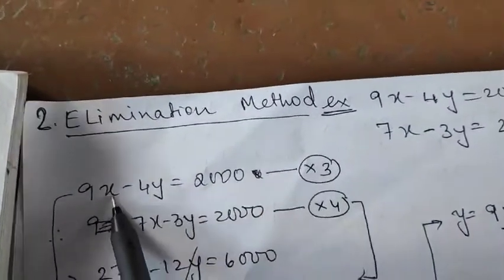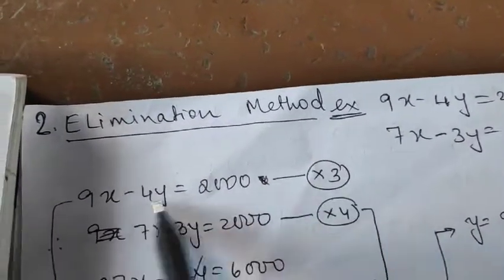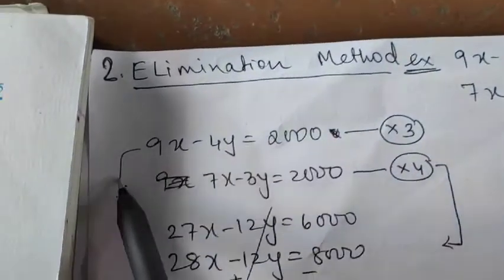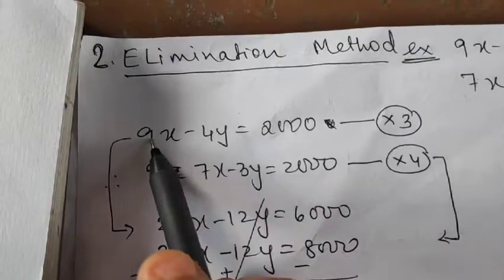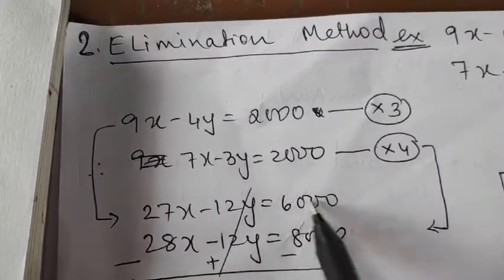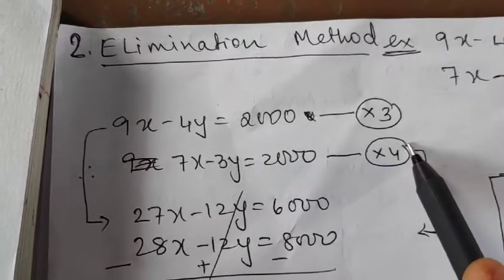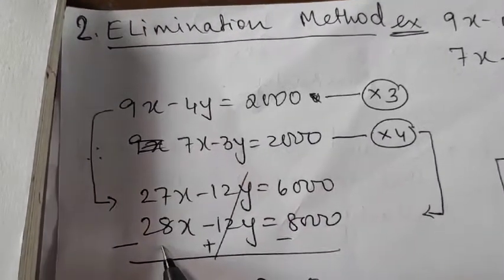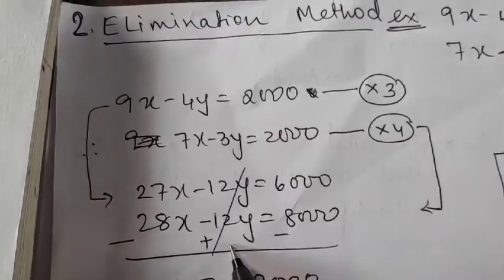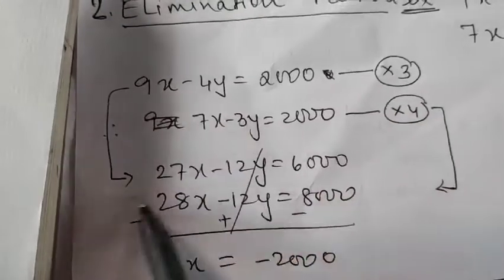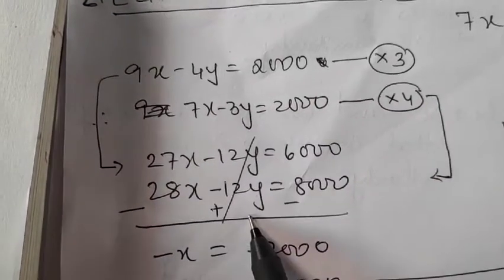Now in this sum, what did I do? I have multiplied this complete equation by 3. So you show it like this, multiplying this entire equation by 3. So how will that equation look like? 3 9s are 27, 3 4s are 12, 3 2s are 6. So this is the multiplied form. The second equation I am multiplying by 4. So how will it look like? 4 7s are 28, 3 4s are 12, 2 4s are 8. So multiplying by 3 I have expressed over here, multiplying by 4 I have expressed over here.